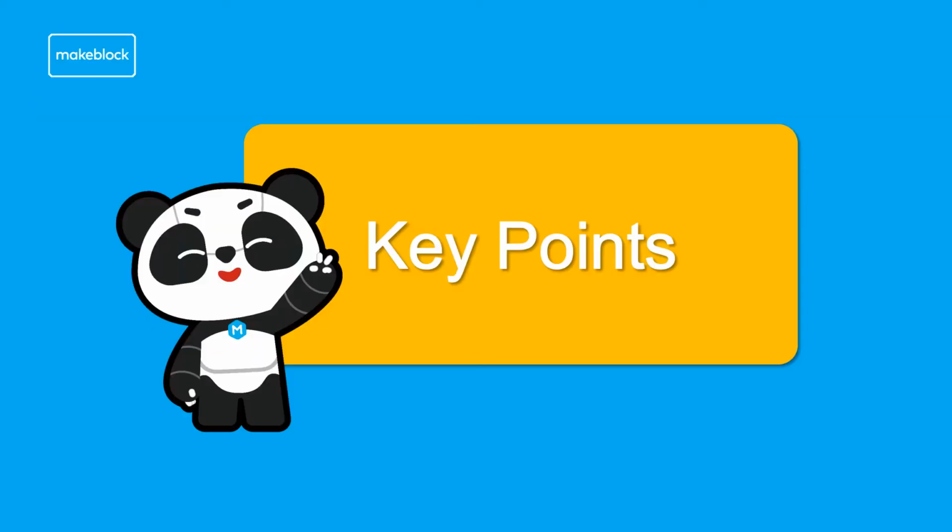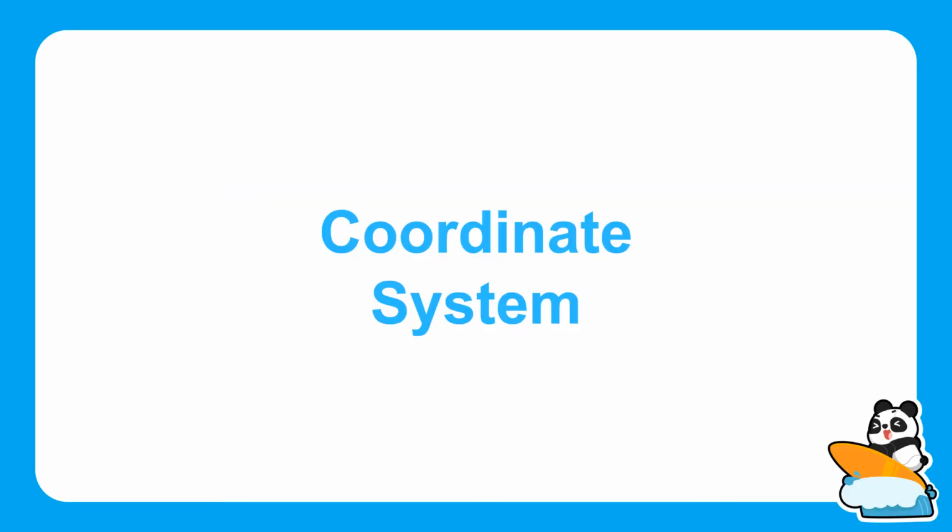Key points. In order to design the gameplay, you need to learn the following programming skills. Let's take a look at a few of them. The coordinate system. There are many coconuts falling at different positions. How do we make numerous coconuts fall down?